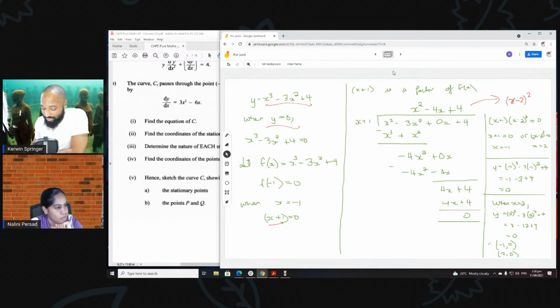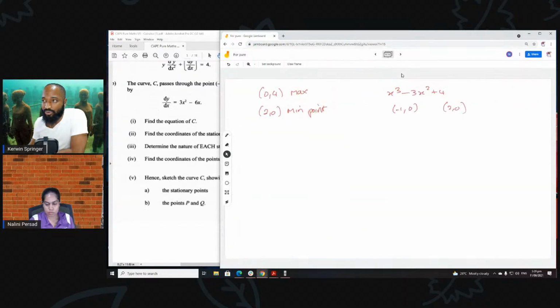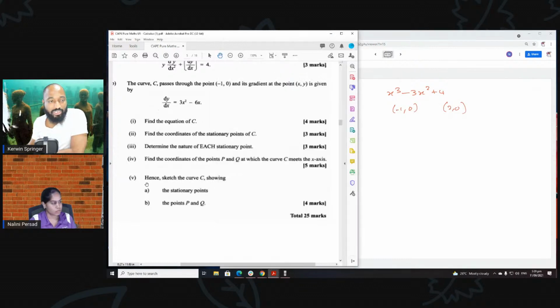So the equation of the curve is x cubed minus 3x squared plus 4. Well, we didn't really need to go through this y part here, because this is where it cuts the x-axis, so y is just 0 at that part. We'd already established y is 0. So the points would be (-1, 0) and (2, 0). So now this is what we know. The question is asking us to sketch the curve. Sketch the curve C showing the stationary points.